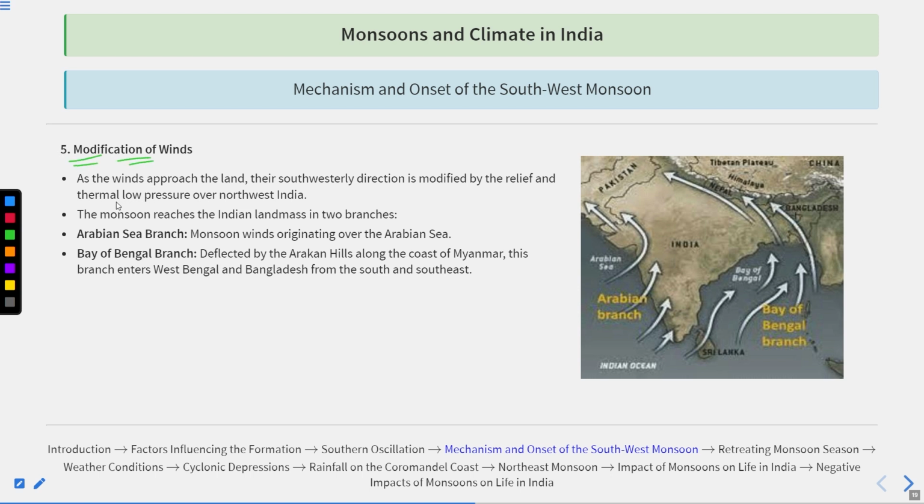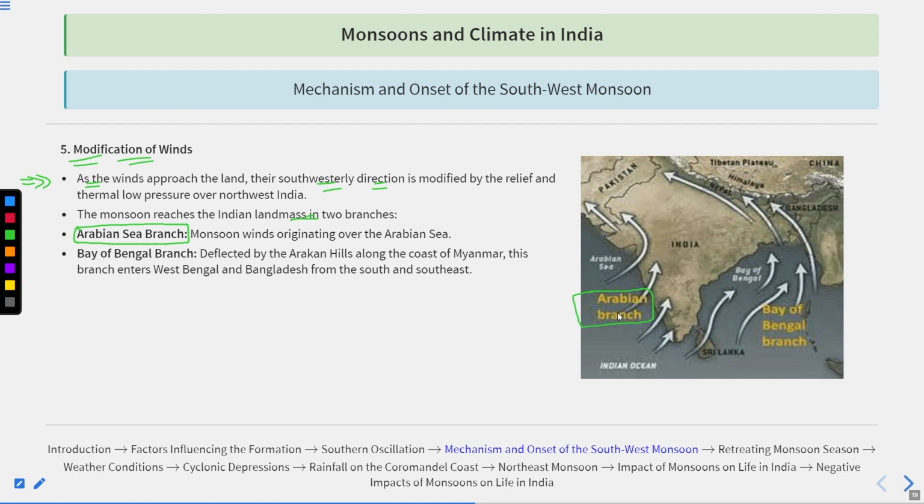Thereafter, we have the modification of winds. As the winds approach the land, their southwesterly direction is generally modified by the relief and the thermal low pressure over northwest India. And then the monsoon reaches the Indian landmass in two branches. The first branch is the Arabian Sea branch, that is, the winds that originate from the Arabian Sea.